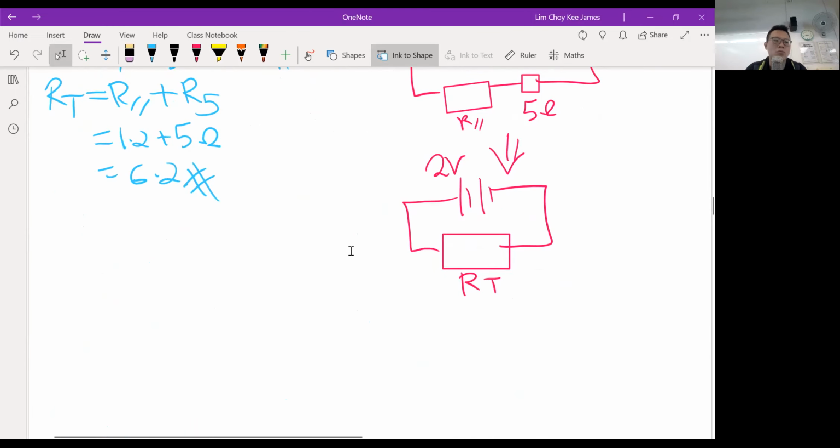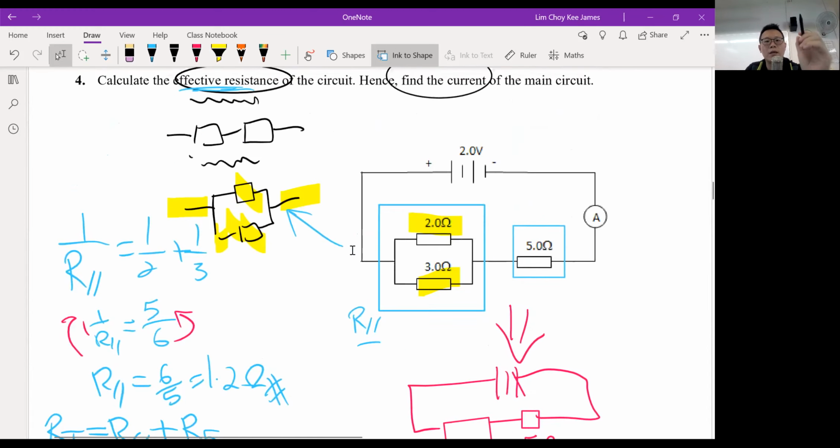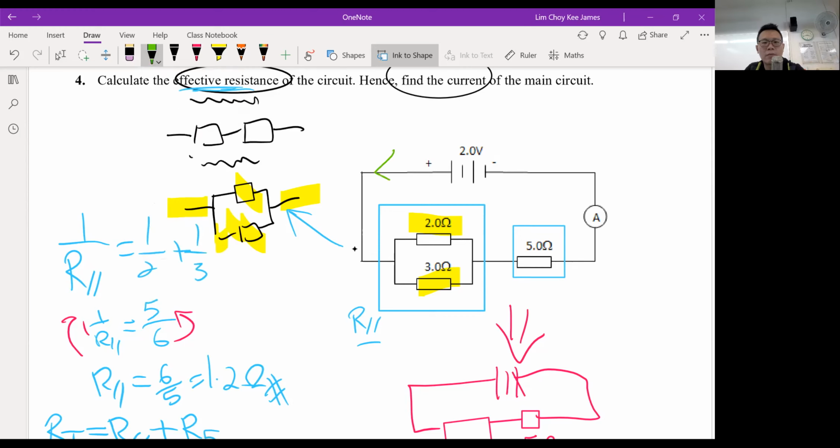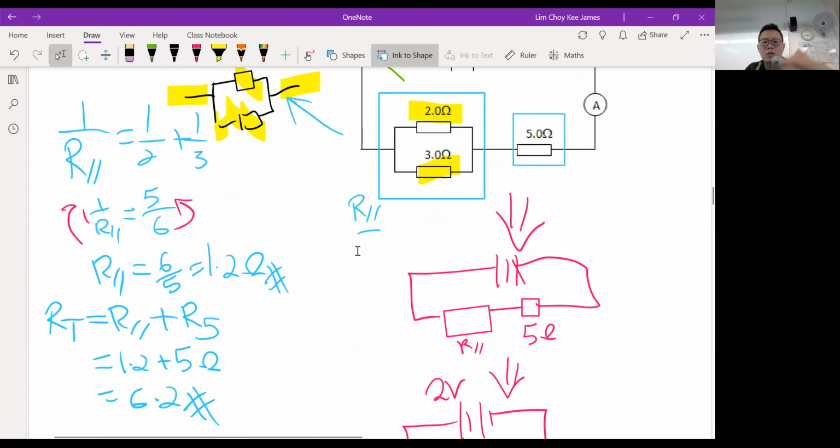Now to continue, the question also says find the current in the main circuit. Main circuit refers to where? In the diagram given, let me use another color. Main circuit refers to the current coming out from the battery, which is IT. So if you transform the circuit, IT will still be the current coming out from the battery, which is still IT.